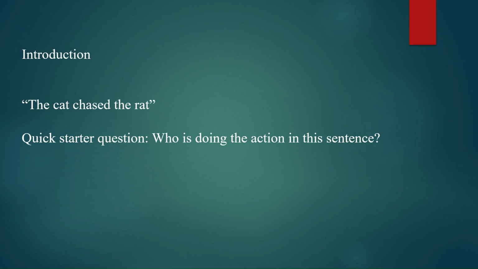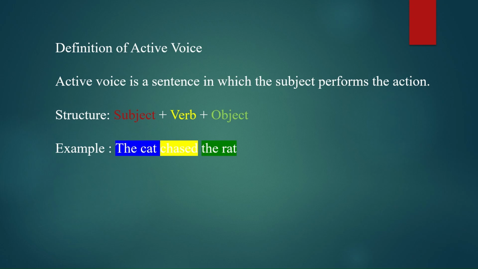Like I said, for us to understand active and passive voice, we need to understand who is doing the action in this sentence. Now, the definition of active voice. Active voice is a sentence in which the subject performs the action. And now you know that English sentences do have various structures. In this sentence, we have the subject, verb, and object type of sentence.